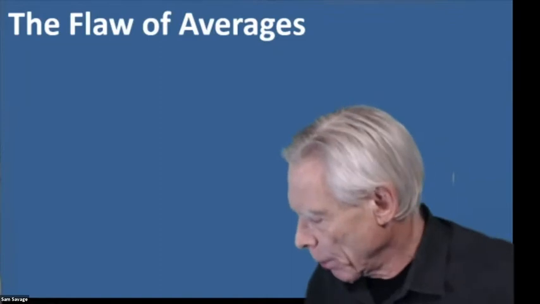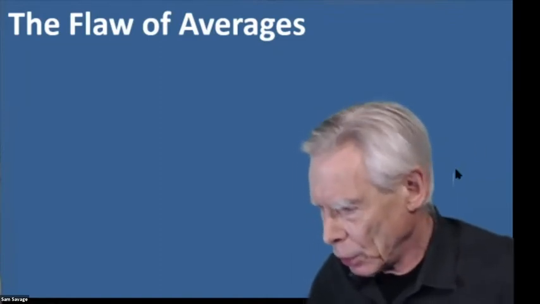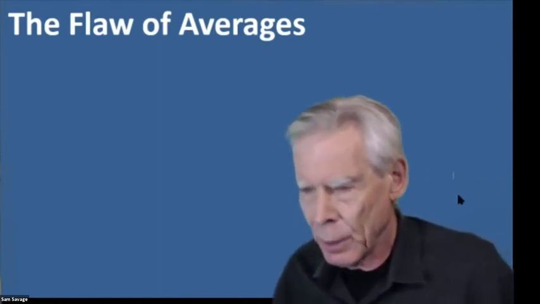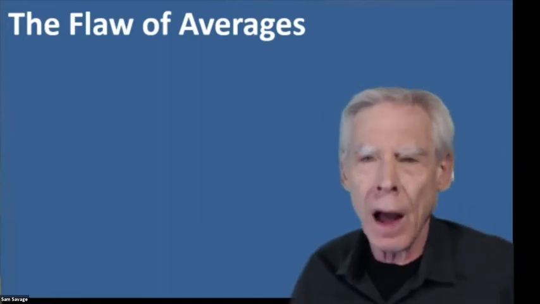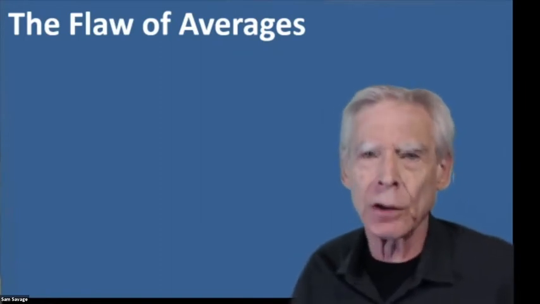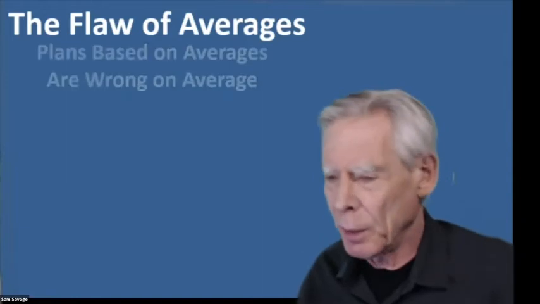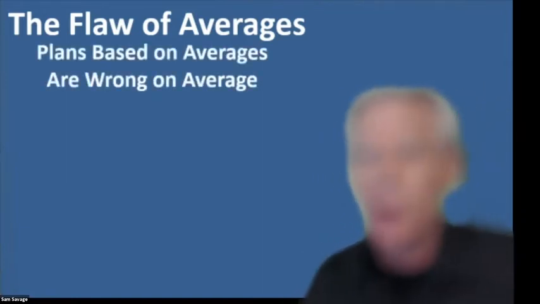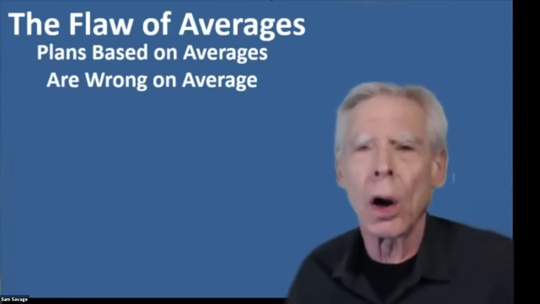So Jensen's inequality, I call the flaw of averages. Why? Because I want people to understand it. It says that plans based on average assumptions are wrong on average.